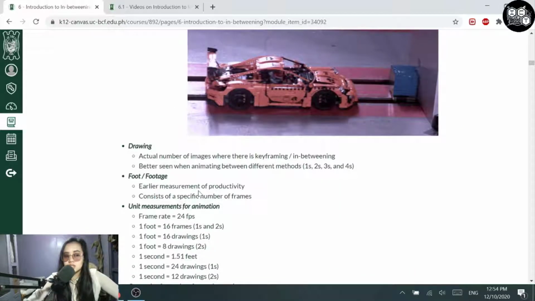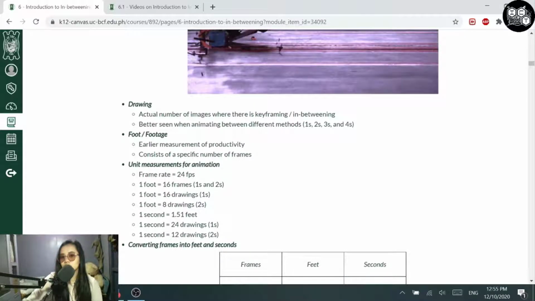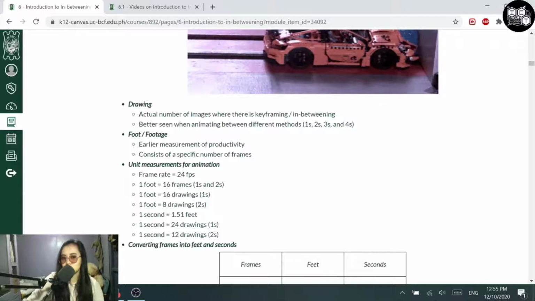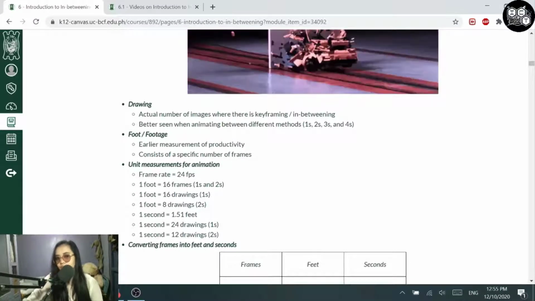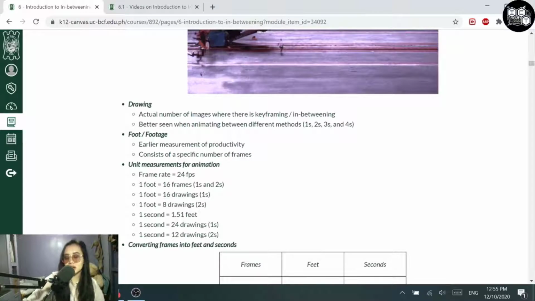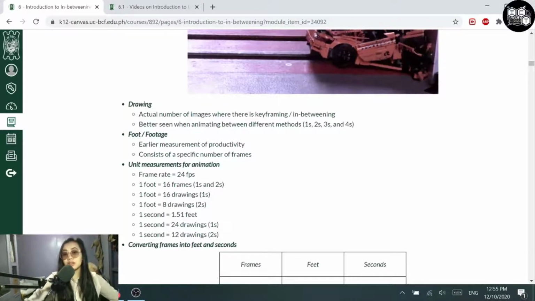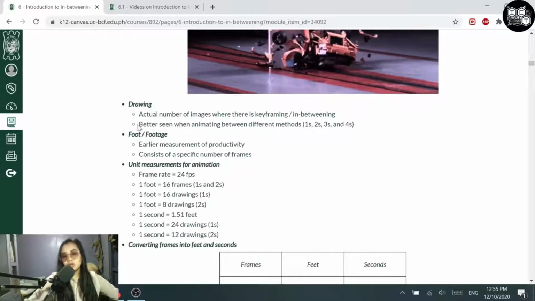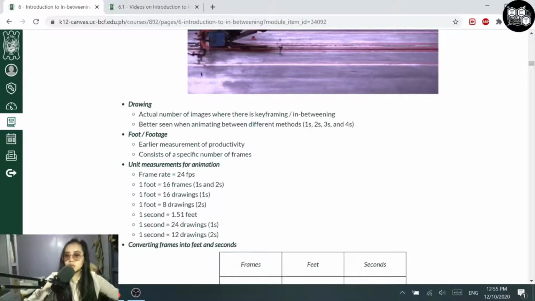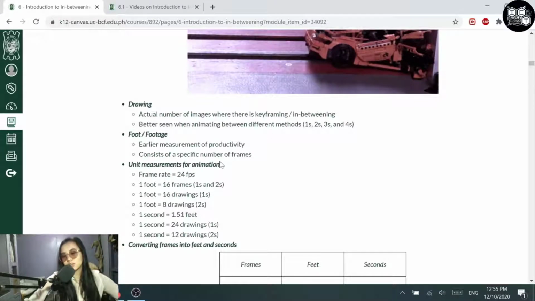Next we have the term drawing. The term frame is more for the renderer, so for us animators, we just need to know that it's 24 frames per second. As animators, however, this is where we have a difference. The drawing is the actual number of images that you're going to make when you do keyframing and then in-betweening. For the number of drawings that you'll be using, you need different methods of timing, which will be explained later on at the bottom.